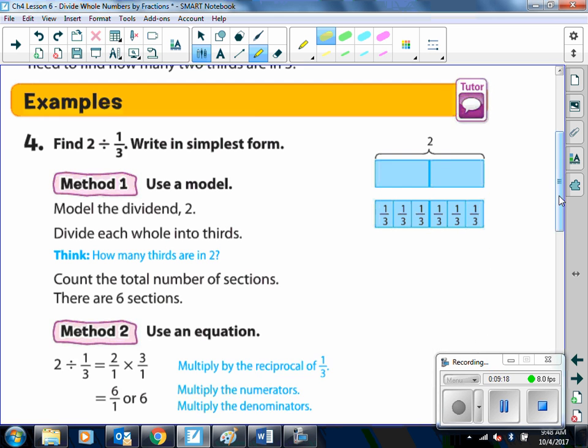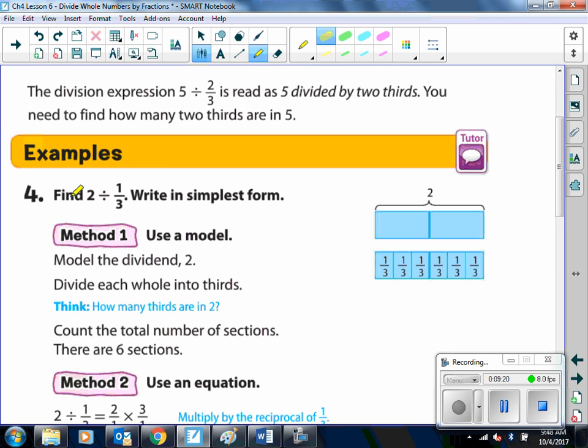So here, with method 1, it says find 2 divided by 1/3. So we want to know how many 1/3 can we find in the 2. Is everybody with me? Okay? So here, this is 1 whole and 2 wholes, right? Then we're going to break each of the blocks into thirds. So if I break them up into thirds, let's see here.